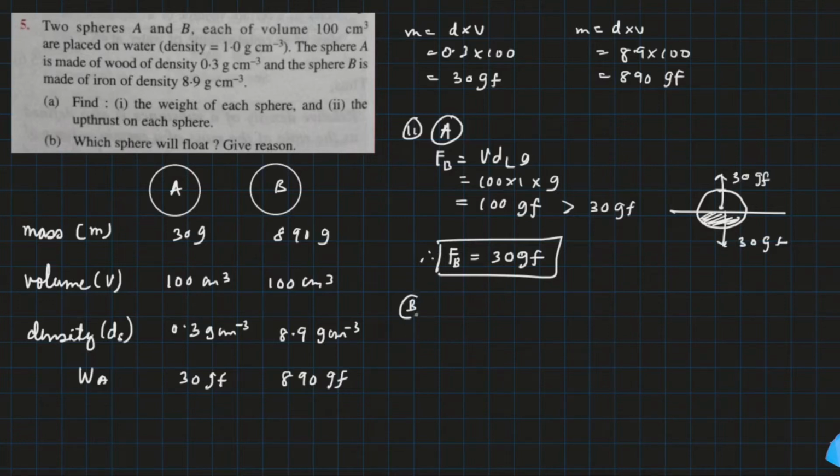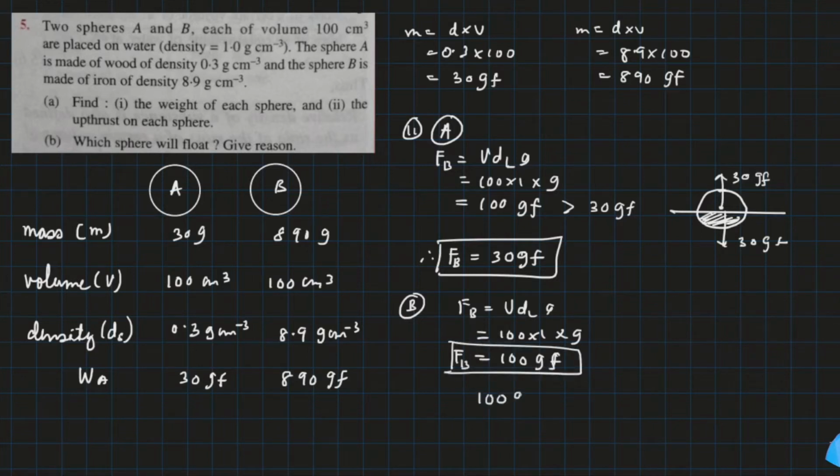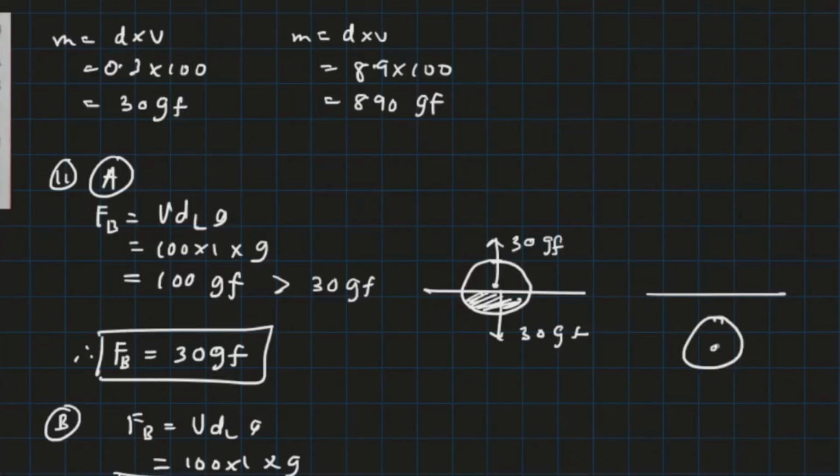Now let's see what sphere B receives. So again, this is VDLG, that will be 100 into 1 into g, that is 100 gram force. Now this 100 gram force is less than 890 gram force. That means sphere B has 890 gram force as its weight acting downward. When that sphere is completely immersed, it just manages to give 100 gram force. So the weight downward is more than the upthrust. Therefore, sphere B will sink.